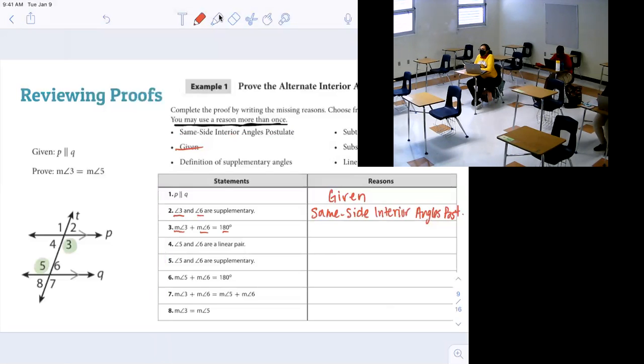So what do we think? How can I possibly tell you that angle 3 and angle 6 equals 180 degrees? Which definition allows me to say that? Is that the definition of supplementary angles? Exactly. And notice that we just mentioned supplementary. So in your head, you should think, okay, the next reason probably is going to be related to supplementary angles.